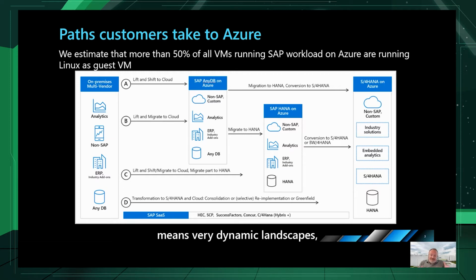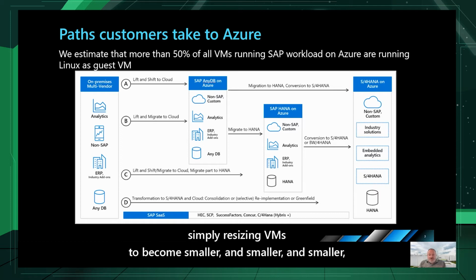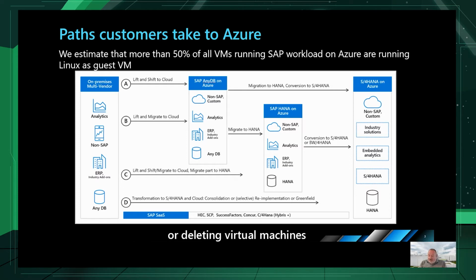This means very dynamic landscapes, very dynamic infrastructure as a service utilization, possible as the number of S/4HANA systems is ramping up on special HANA certified infrastructure in Azure, VM families that support very high amounts of memory. The customers are able to ramp down their NetWeaver infrastructure by simply resizing VMs to become smaller and smaller, or deleting virtual machines in the application layer as they are not needed anymore because business processes were transformed onto the S/4HANA side.